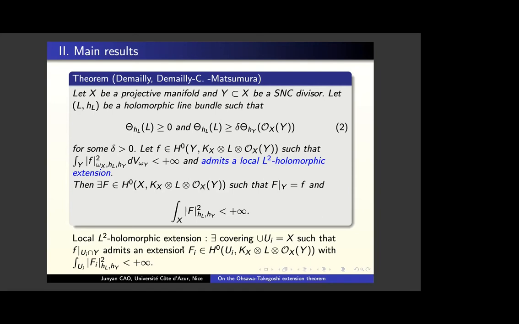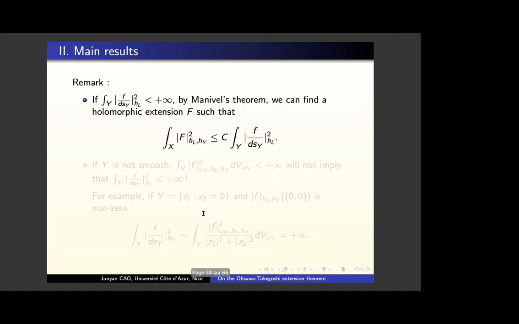This result is in fact very closely related to injectivity theory. This theorem can be seen as a version of the injectivity theorem. So that's our result for the first question. For the first question, under this standard curvature condition, we can always find an extension. But the second question is in fact much more difficult. That means that we would like to find an extension with an effective control on its L2 norm.